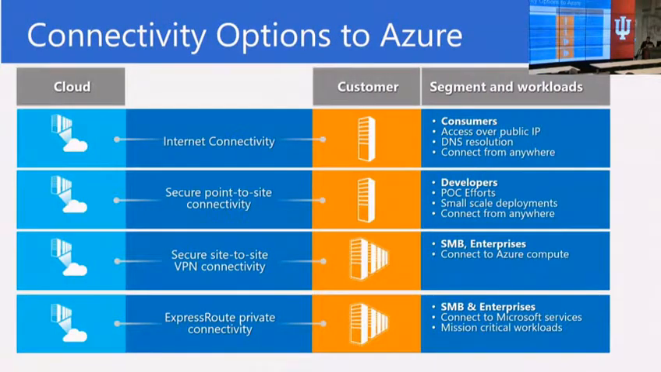From a connectivity perspective, we have multiple connectivity options. Obviously, from the public internet, Internet 2, we have that connectivity option. We have secure point-to-site connectivity, site-to-site connectivity with VPNs to connect to Azure Compute, and then also ExpressRoute or private connectivity, which offers you low latency, high bandwidth connectivity.